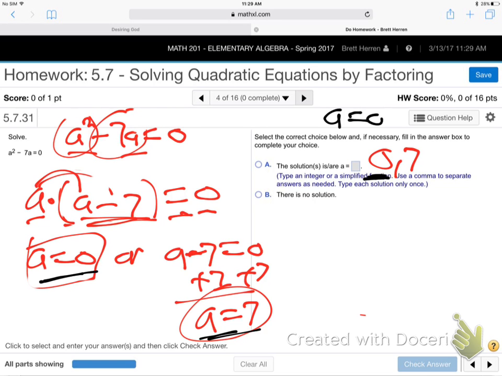All right. And what about the 7? Is that right? Is 7 squared minus 7 times 7 equal to 0? 7 squared is 49. 7 times 7 is 49. Yep. See how both those make it true? That's what we're finding: the numbers that make the thing true.